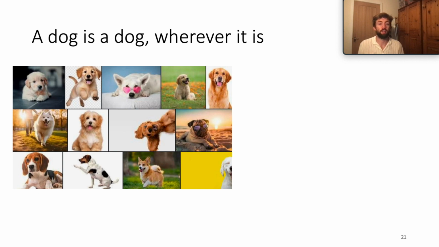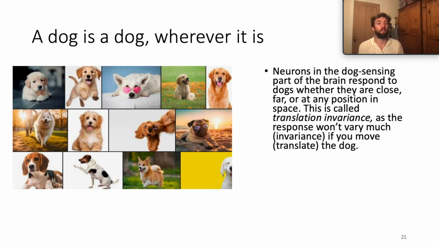So one of the big problems for deep neural networks was getting them to realize that a dog is still a dog, and it's the same thing no matter where it is on the screen. So in the brain, there are certain neurons that will respond to dogs no matter where they are, no matter which direction they're looking, how they're lit, etc. This is called translation invariance, as the response of this neuron in the brain won't vary very much if you move the dog around the space.